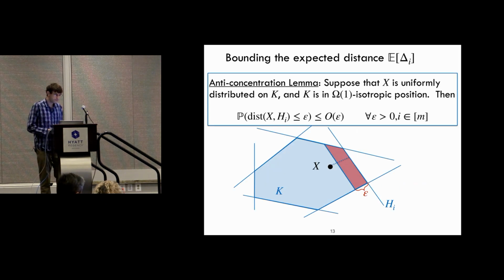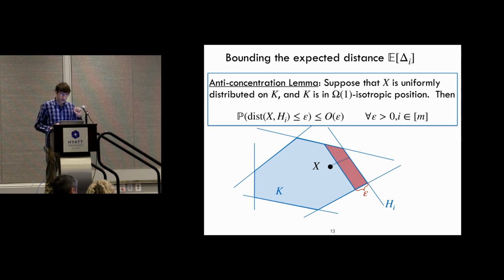So how do we do that? To do that, we show this anti-concentration lemma. What this lemma says is that if we have a point x that's uniformly distributed inside our polytope, and the polytope is roughly in isotropic position, then if we look at the distance between this point and any hyperplane defining face of the polytope, the probability that this distance is less than or equal to some number epsilon is bounded above by roughly epsilon.